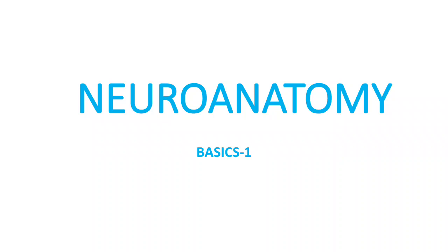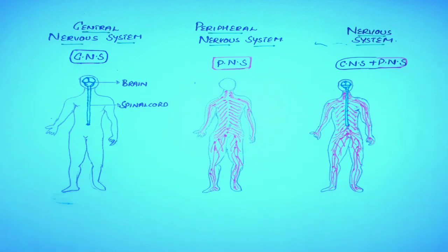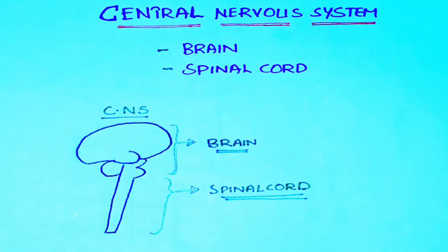Hi friends, today our topic is basics of neuroanatomy. The nervous system is basically divided into two important components, that is central nervous system and peripheral nervous system. Central nervous system in turn consists of two parts, the brain and spinal cord.